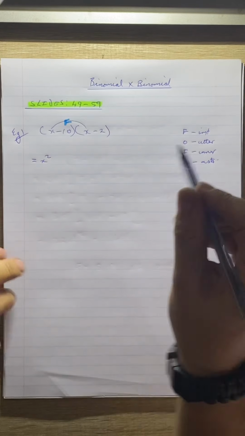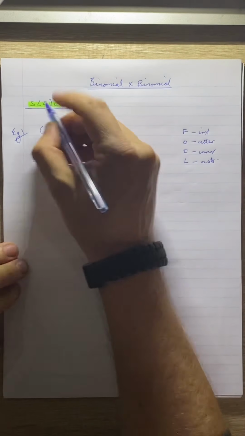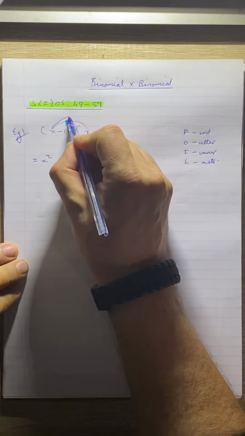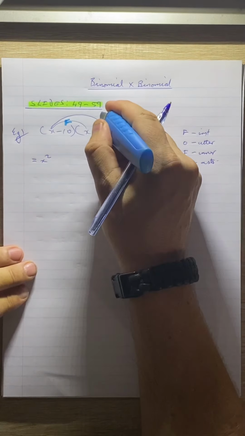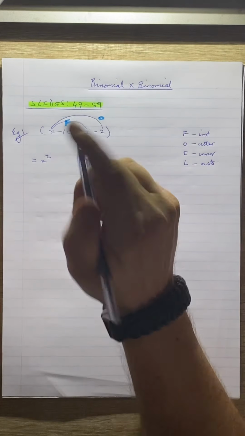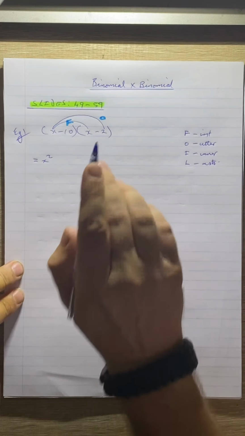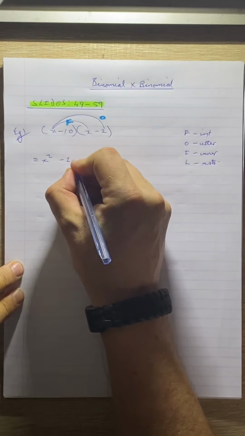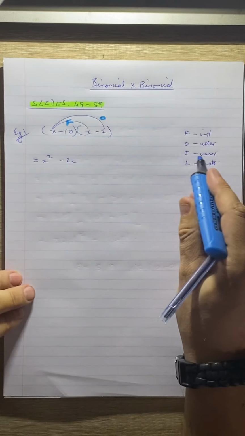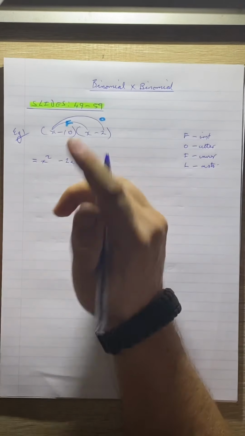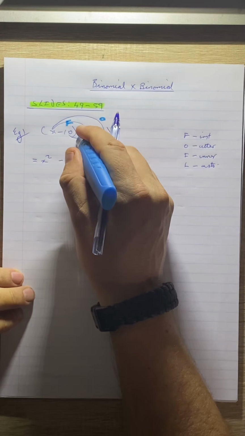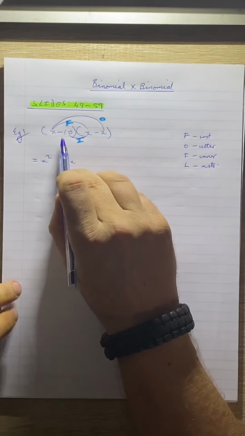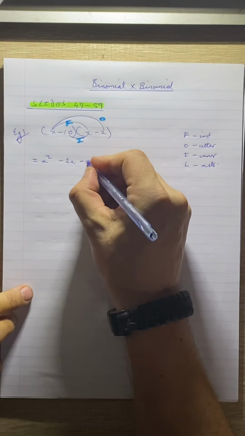Now what we're going to do is the outers. So here are our outer terms, that one and that one. So this is going to be our outers. And x times minus 2 is minus 2x. Then we're going to move on to the inners. So we've got to do these ones. Those are your inner terms. So inners, minus 10 times x is minus 10x.